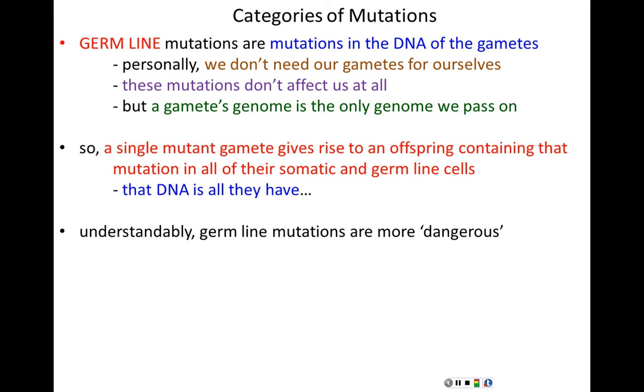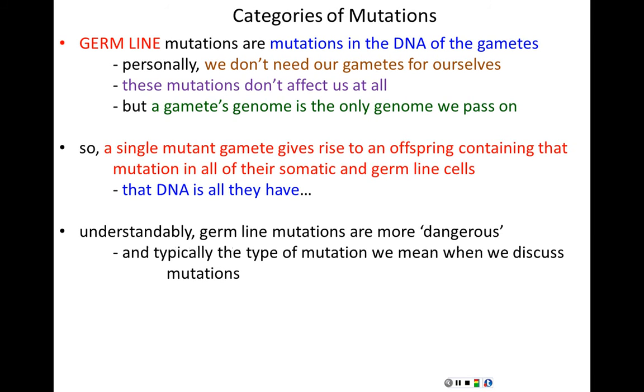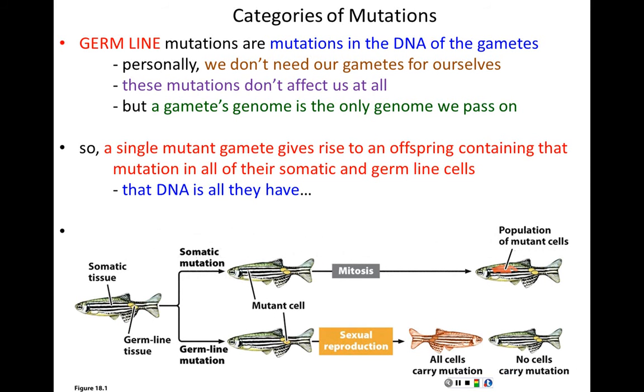Given this, understandably, germline mutations are more dangerous because they affect the entire individual. And typically when we talk about mutations in general, we mean germline mutations specifically. So this figure from your text, I think, actually does a pretty nice, elegant job of highlighting the differences. We can have somatic tissue, we have germline tissue. So we can have somatic mutations or germline mutations.